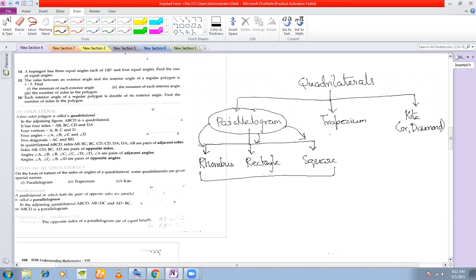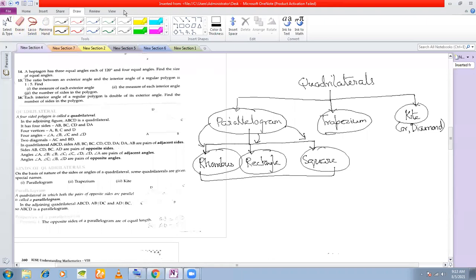But these quadrilaterals, trapezium and kite, are different from parallelograms. But these are all parallelograms. So if you know parallelograms well, then rectangle, square and rhombus become very easy for you. So first let us discuss the most important type of quadrilateral, which is the parallelogram. We'll come to the other types of quadrilaterals later.